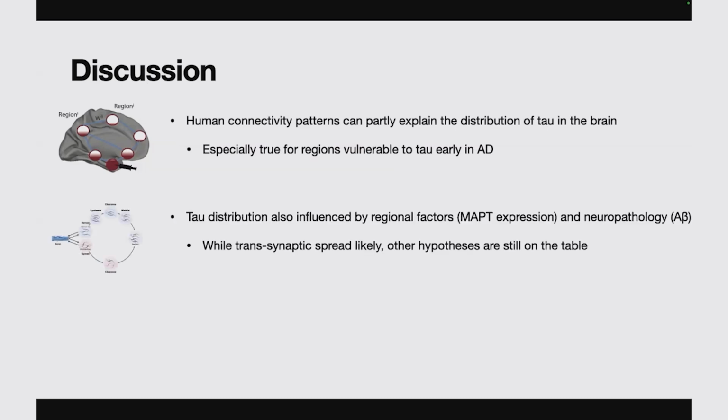All right, to wrap everything up, I've hopefully convinced you that the human brain connectivity can at least partially explain the pattern by which tau distributes in the brain, and especially as it pertains to regions that are affected early in the disease process. Now, in addition, connectivity seems to interact with intrinsic and dynamic regional factors in dictating the accumulation patterns of tau. So while I think transsynaptic spread is still the leading hypothesis, and we've shown a lot of support for that idea, we should still continue to investigate alternative explanations.